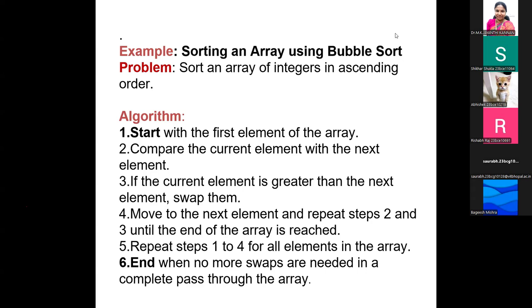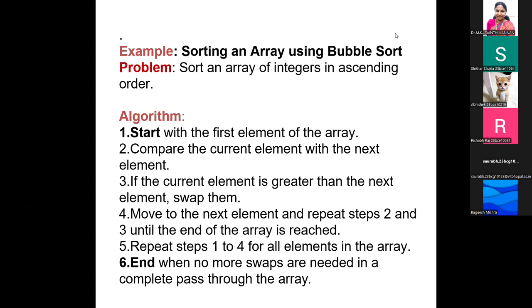So the problem is to sort an array of integers in ascending order using bubble sort. Here, what is the logic behind bubble sort? The algorithm: start with the first element of the array, compare the current element with the next element. If the current element is greater than the next element, swap them, so the smaller one will come first. Move to the next element and repeat step 2 and step 3 until the end of the array is reached. So the first number is compared with the second one, then the second with the third, the third with the fourth. Like that, each number will be compared with the next number, next number, next number.